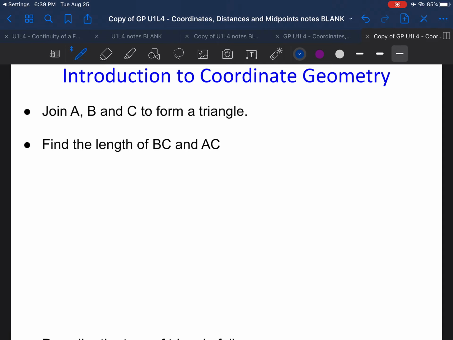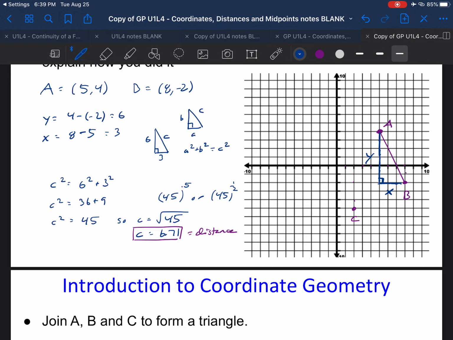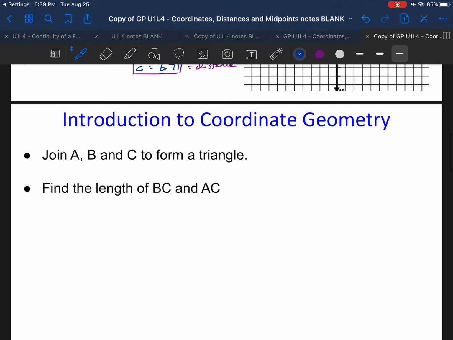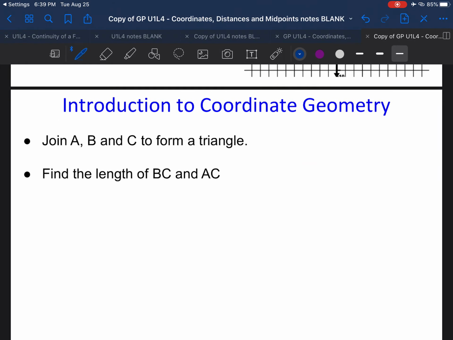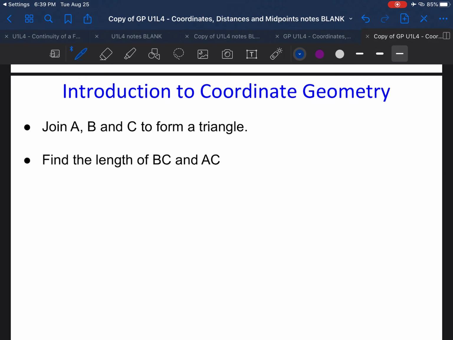Okay, join A, B, and C to form a triangle. Find the length of BC and AC. So we're going to go back to this picture. And actually, you know what? I lied. I'm going to redraw the picture, not maybe to scale, but with the points. Okay, so got some room to do this. Let's make our axes in blue.